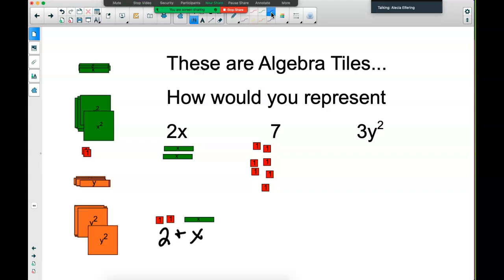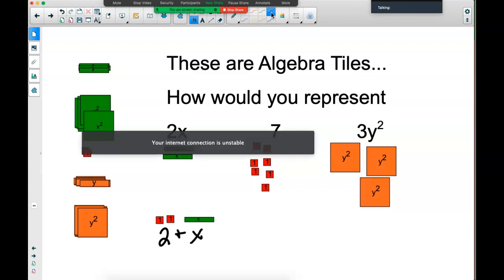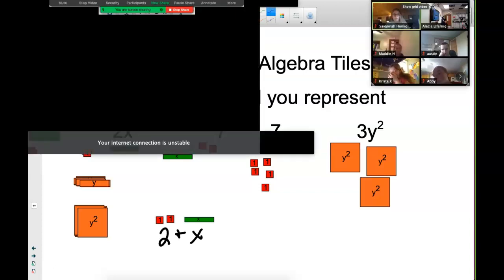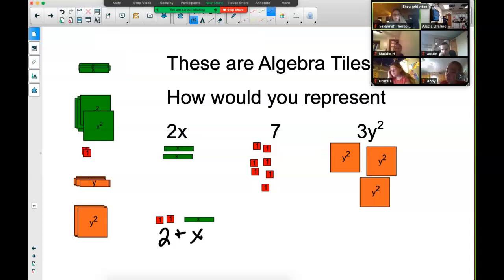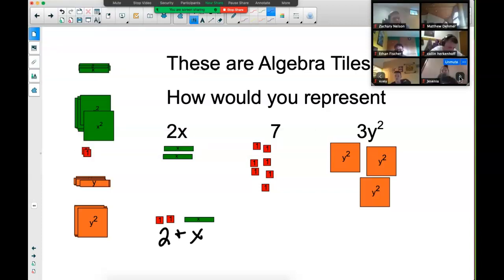3y squared. Good. So you literally need 3 y squareds. Questions on that? Does that make sense, everyone? Okay. At home, any questions on that? From anybody at home?